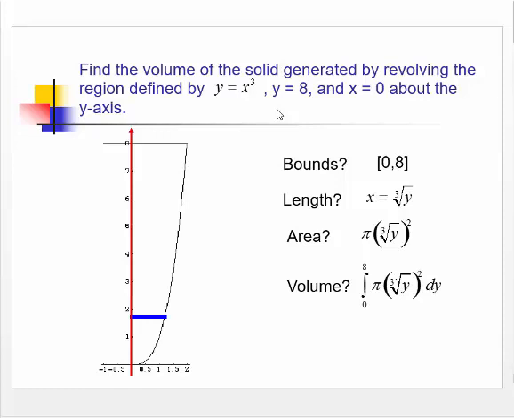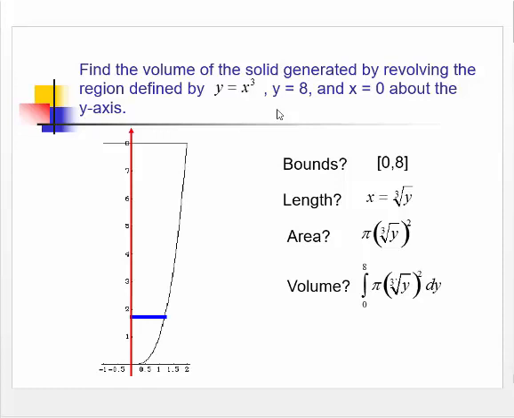So what I want to do is I just got a couple examples here, and I just want to walk you through finding the volume. That's it, okay? All right, so let's look at this first example here. Find the volume of the solid generated by revolving the region defined by y is equal to x cubed, around y is equal to 8, and x is equal to 0 about the y-axis.